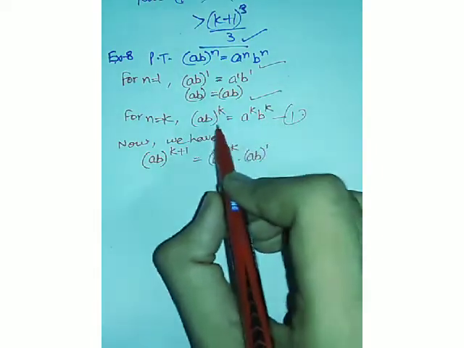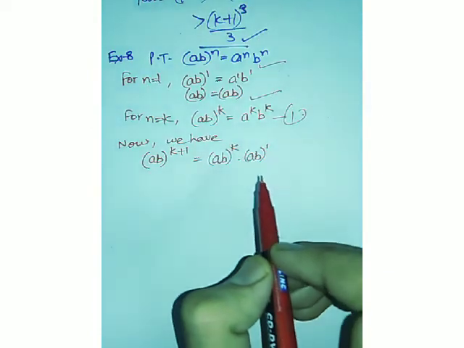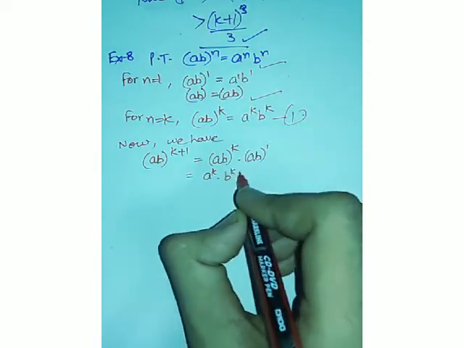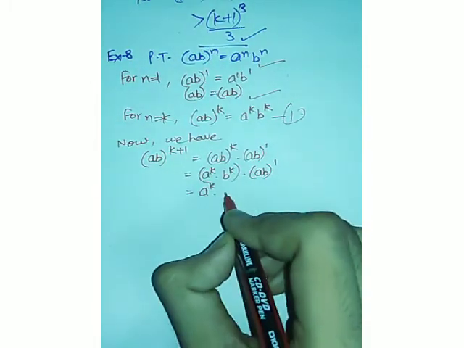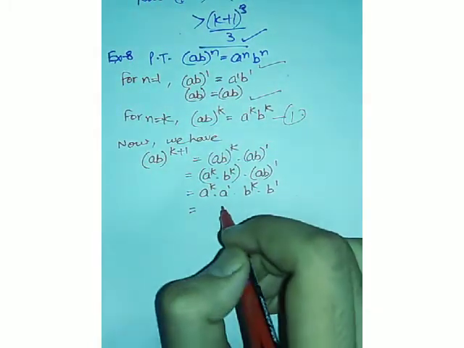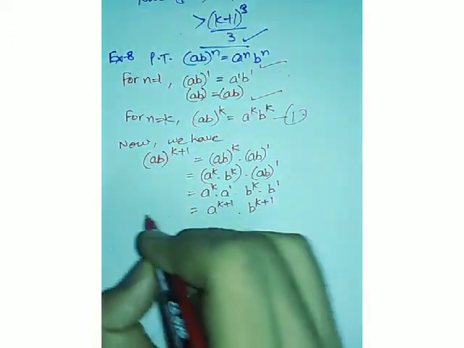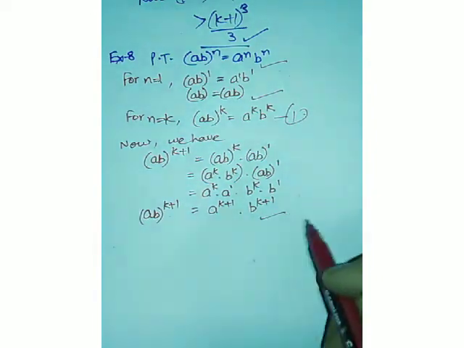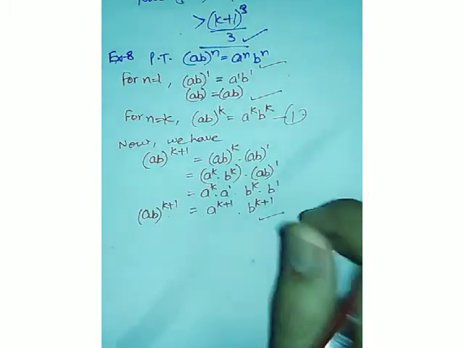Now from the first equation you can fill in the value of ab raised to power k, right? It is a raised to power k multiplied by b raised to power k multiplied by ab raised to power 1. Now we will get a raised to power k multiplied by a raised to power 1 multiplied by b raised to power k multiplied by b raised to power 1. Now the bases are the same, so the powers can get added. A raised to power k plus 1 multiplied by b raised to power k plus 1. So what was on the left hand side? That was ab raised to power k plus 1. So this is the result that was required, because in place of n we wanted to have k plus 1. This is how you can do these kind of examples.